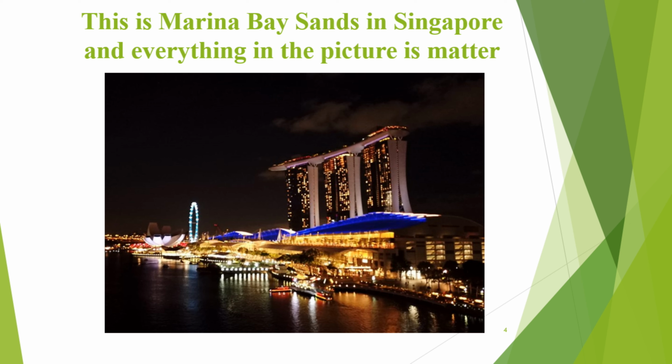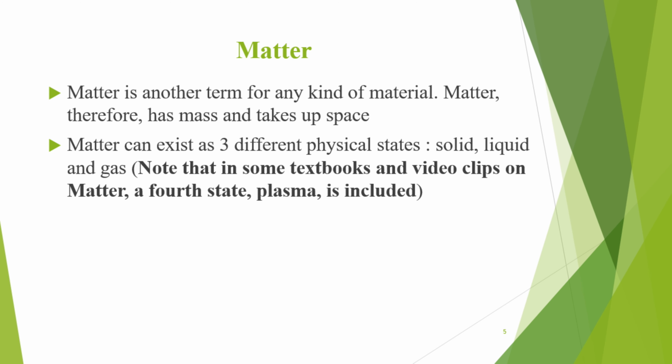This is Marina Bay Sands in Singapore, and everything in the picture is made up of matter. Matter is another term for any kind of material. Matter therefore has mass and takes up space. Matter can exist as 3 different physical states: solid, liquid, and gas. Take note that some of the textbooks or video clips on matter also include a 4th state called plasma.